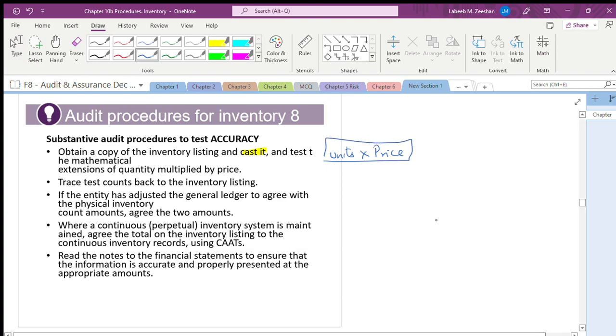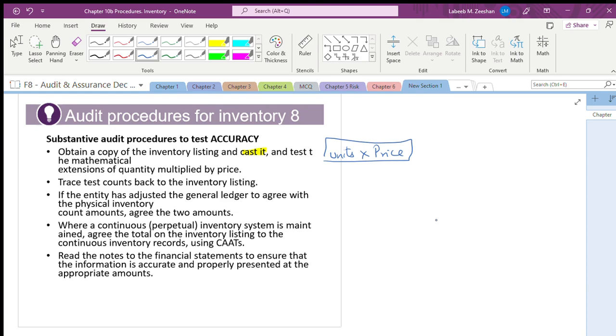Test count. Okay, it can be done by a new person in the audit team. Trace the test counts back to the listing, means you will check whether the counts that have been done and the counts that have been recorded are matching or not matching.